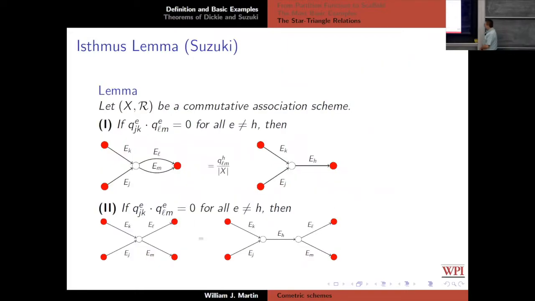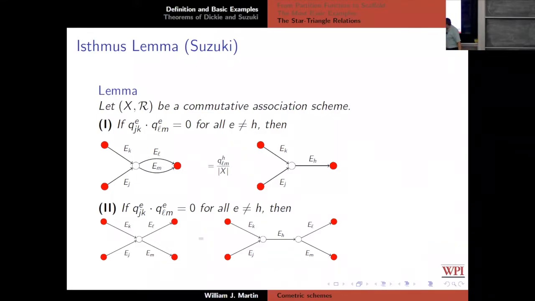Right? Here's this lemma from Suzuki's paper. So I call it the isthmus lemma, again, like yesterday. I make up names for things, okay, because it's the way I hold on to things. So the isthmus lemma says, if I have such a diagram, then this right here, know that for everything except H, either JKE is 0 or LME is 0, then the only thing that survives in the expansion, the linear expansion of that, is EH.